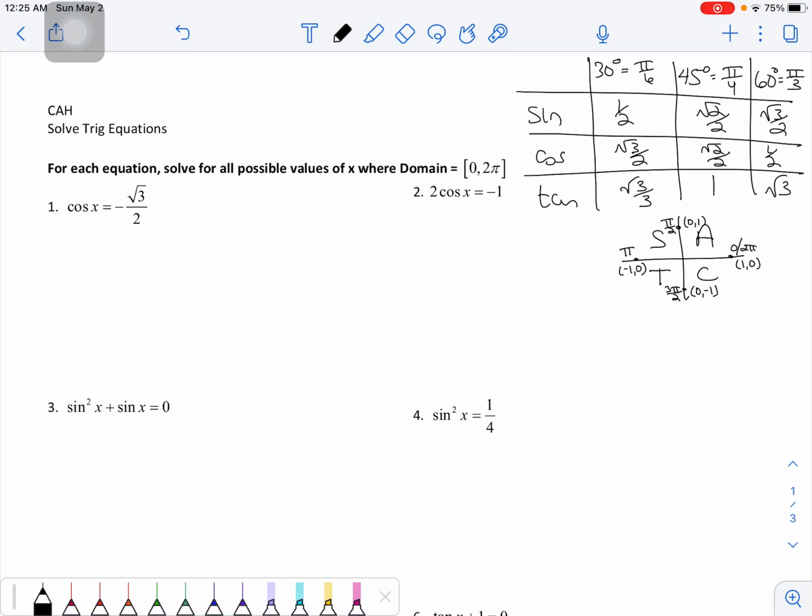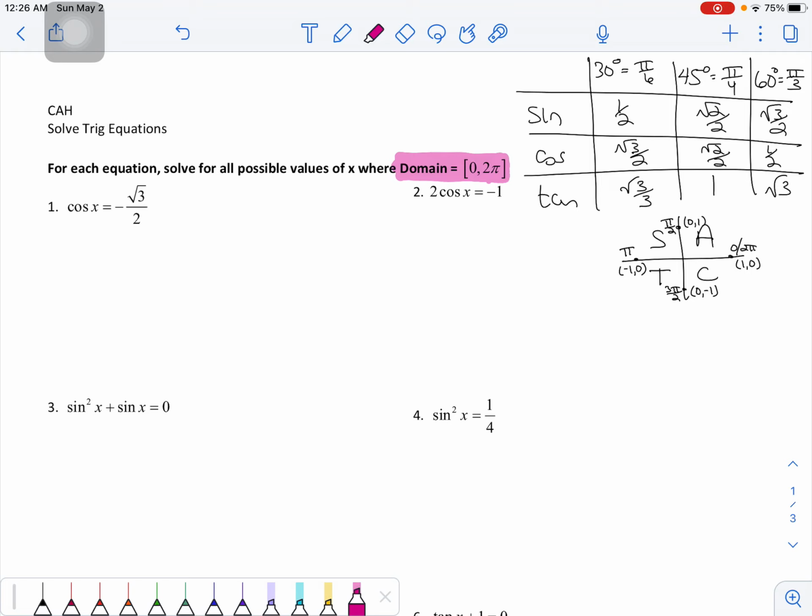All right. First thing, for each equation, solve for all possible values of x where the domain is equal to 0 to 2 pi. Now, because both sides of this domain are in brackets, both of the answers can work. You can have an answer of 0 and you can have an answer of 2 pi.